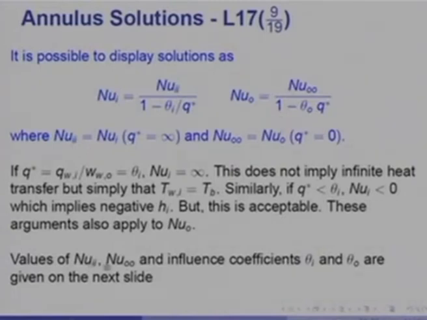So, values of Nu II, Nu OO, theta I and theta O are given on the next slide. But mind you, to write the previous solutions in this manner, you again have to do a little bit of algebraic manipulation to show that this theta I and Nu II are functions of radius ratio, and only Q wall minus Q wall I over Q wall O separates out as a function.